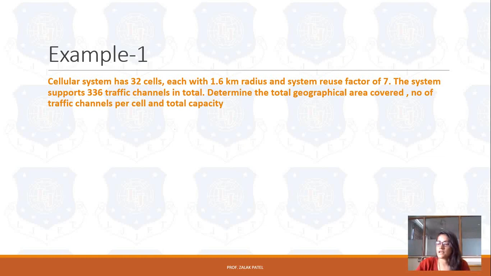For this type of example, please consider that the number of cells is 32. The radius of the hexagonal cell is 1.6. The system reuse factor, if you remember the concept, is denoted by capital N, and here N equal to 7 is given. The total number of cells, 32, is given, and the radius of the cell is 1.6 kilometer. So you first have to calculate the total geographical area covered by the system.